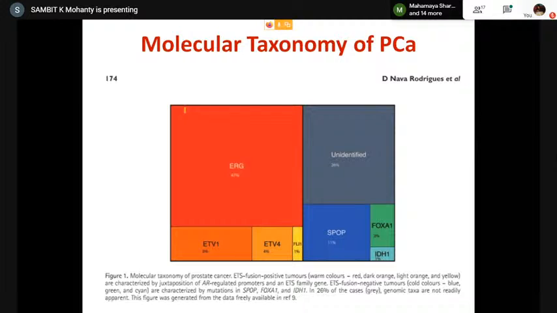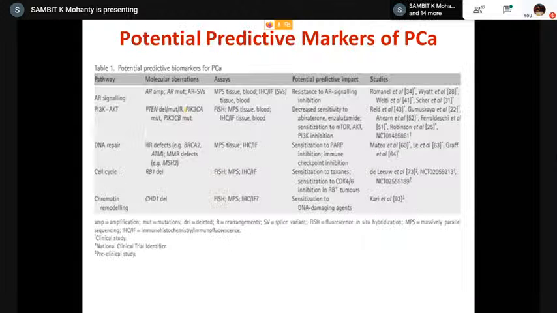So molecularly, they can be divided into ERG family tumors, unidentified tumors, FOXA1 tumors, IDH1 mutated tumors, and SPOP deleted tumors. So they're different groups, and accordingly, we have potential biomarkers for this group to look upon. An important thing is loss of DNA mismatch repair proteins, which is again MSH2, MSH6, PMS2 or MLH1, ATM and BRCA2. Or there is loss of RB1, which is a tumor suppressor gene again, or chromatin remodeling protein deletion.